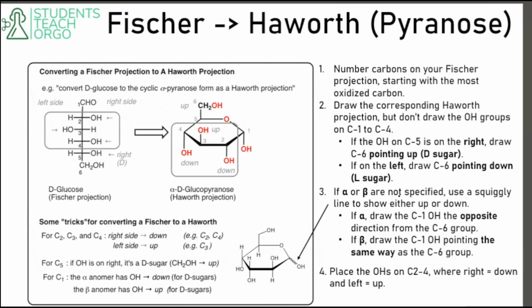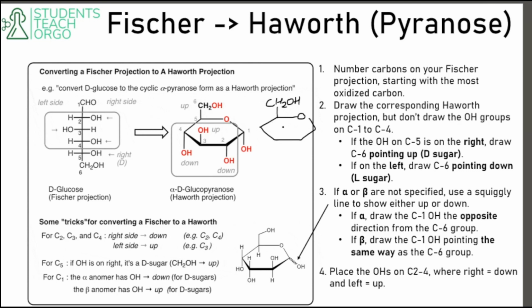So how do we get from a Fisher to a Haworth? Well, here I have all the rules. There's a lot of text in this slide. I understand that. Pretty much what you're going to do, first, number all your carbons. So I have them all numbered here. Then draw the Haworth projection, but don't draw the OH groups on these carbons. Pretty much only draw this skeleton here. If I were to draw it alongside with you right now, just draw this skeleton right here. Assume this is a D sugar, okay? That's why we have this group pointing up. If it was an L sugar, it would be pointing down.